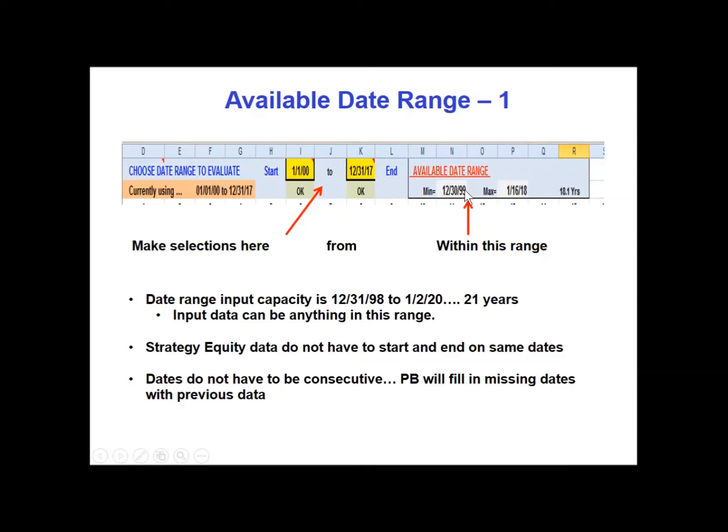So you could evaluate the whole range. Or you could say, I'd like to see what happens from, let's say, the 1st of 2008 through June of 2009, right through the nasty bear market. So you put those 2 in there and you run it, and you see what happens.